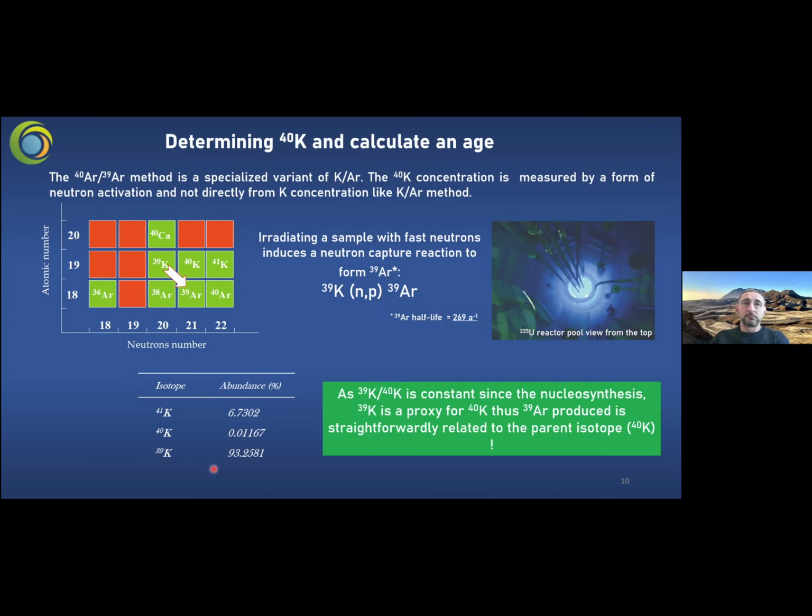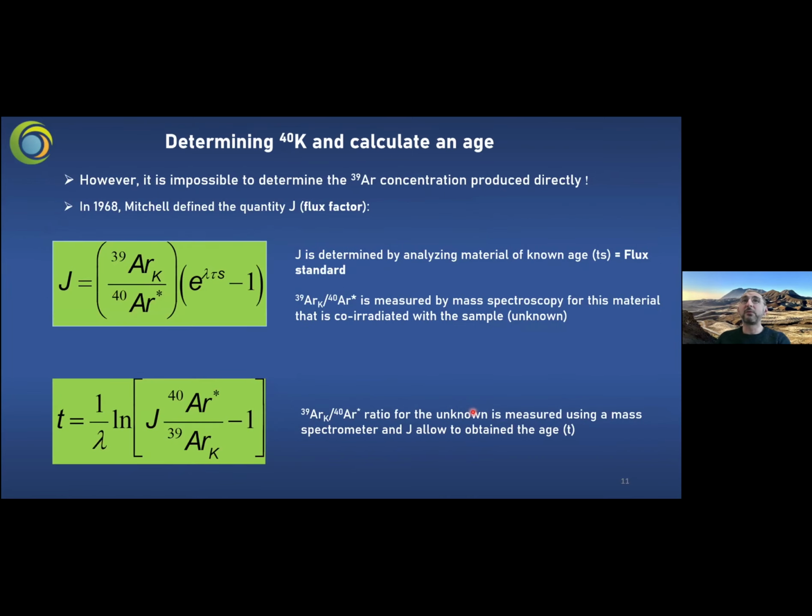We know that on Earth the abundance of potassium is constant. So by measuring the 39, we can go back to the potassium-40. Okay? However, it's impossible to determine directly the quantity and the concentration of 39 that have been produced. So in 1968, Mitchell defined the quantity J, which is the flux factor.